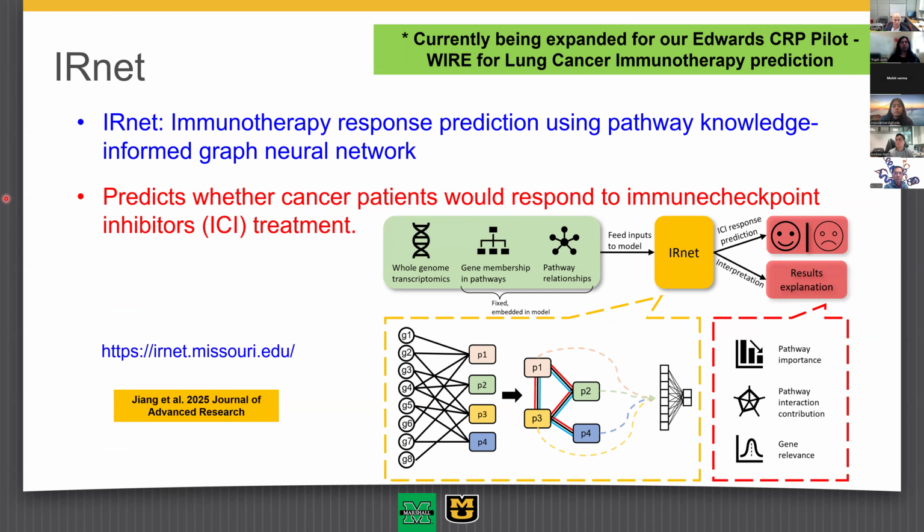Another tool that we are applying to our Edwards cancer pilot is something we published previously, which is called IRNet. It's an immunotherapy response prediction deep learning, again graph neural network method. It takes bulk transcriptomic data and was originally built on melanoma, gastric, or bladder cancer when the comparisons were made with other existing methods at that time. And what it will do is take your bulk RNA-seq data and tell, based on that, whether the patient is likely to respond to immunotherapy or not.